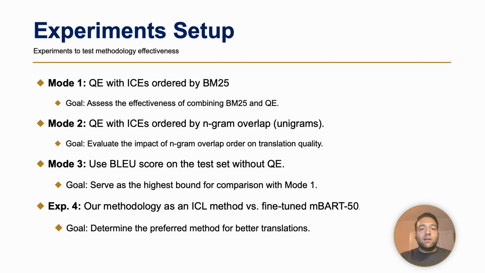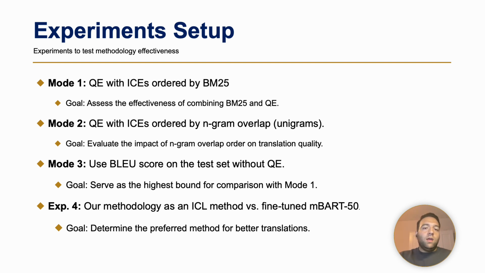We conducted 4 main experiments to test how effective our methodology is. 3 of these experiments compare our approach to existing in-context learning methods in different setups or modes. The 4th experiment compares our method to a fine-tuned pre-trained language model, namely mBART 50, to see which one gives better translation. Mode 1. In Mode 1, we use QE with in-context examples ordered by BM25. This was to test how well combining BM25 and QE works in our in-context learning methodology.